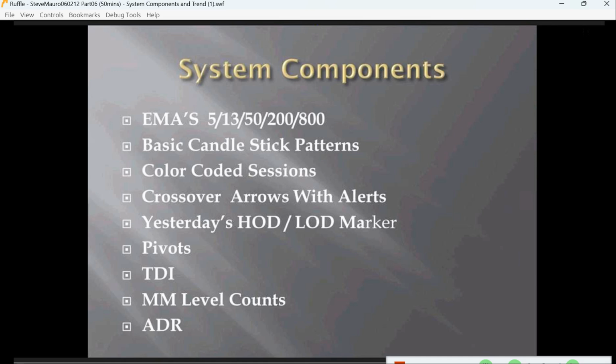Okay? So some of the components that we use are the 513, the 50, 200, and 800. These are exponential moving averages. Why EMAs? Well, simply because they place more weight on current price action.